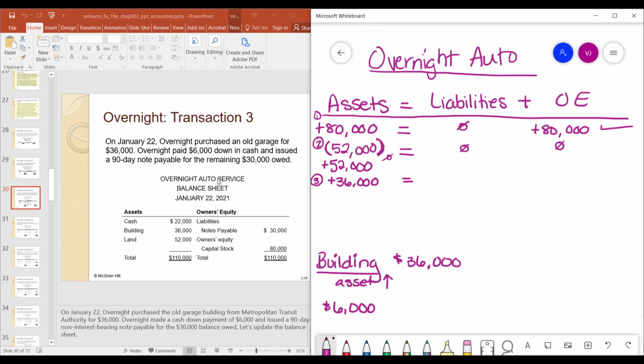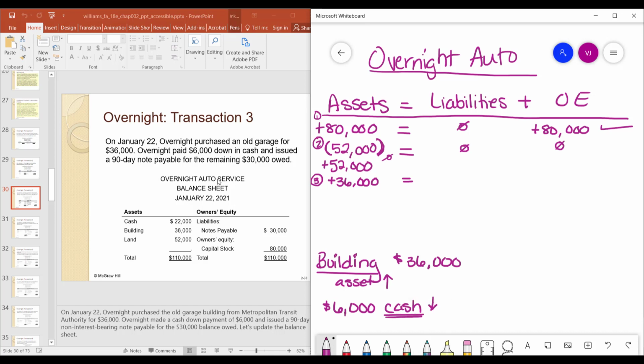It means that you are paying for this purchase partially in cash, and the rest you will pay off over time through a loan. But they paid $6,000 down in cash. So what's happening to your cash account? If you're paying $6,000 in cash for this building, what's happening to cash? Is it going up or down? Cash should be going down, shouldn't it?